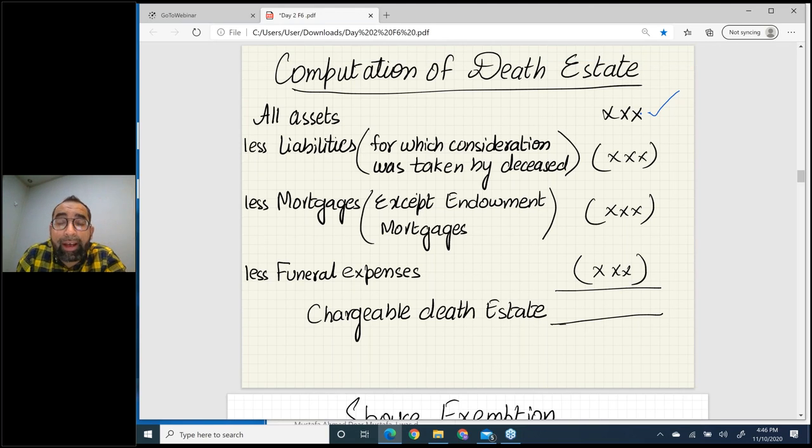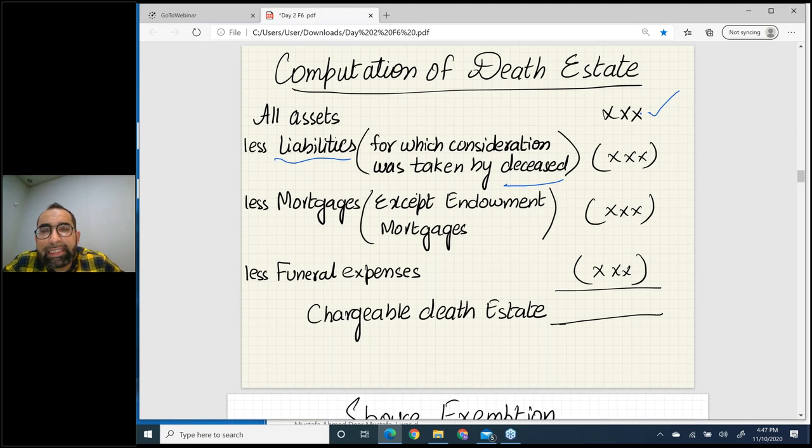There are some assets which are exempt for CGT, but they are not exempt for IHT. All assets, just add all assets. Okay. Less liabilities, less liabilities for which consideration was taken by the deceased. Now, only those liabilities are allowed for which the deceased got benefit in his life.